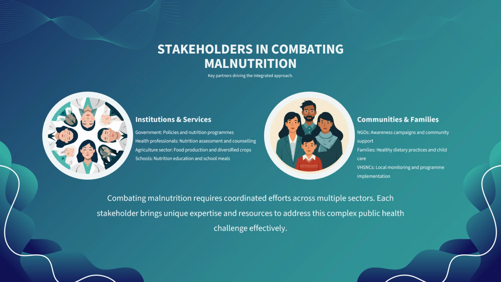When we come to communities and families, there are NGOs. They give awareness campaigns and community support. Families provide healthy dietary practices and child care. Local monitoring and program implementation is done by VHSNCs. Combating malnutrition requires coordinated efforts across multiple sectors. So each stakeholder brings unique expertise and resources to address this complex public health challenge effectively.